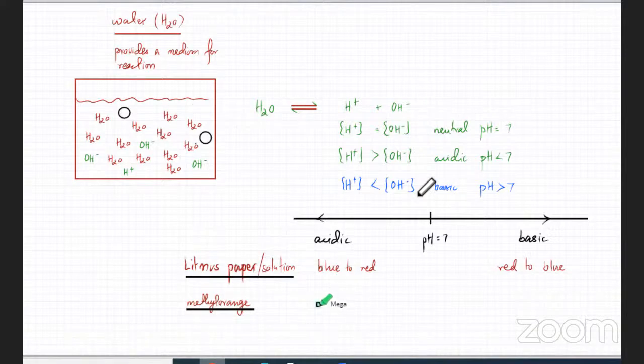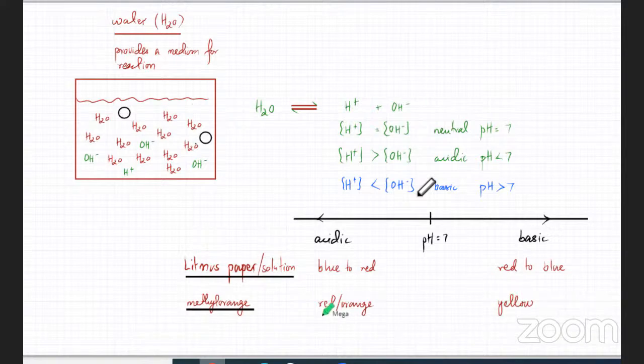It's red or reddish orange, or red orange, basically. And under the other types of conditions, the basic conditions, it's yellow. Okay, that's what this one is.